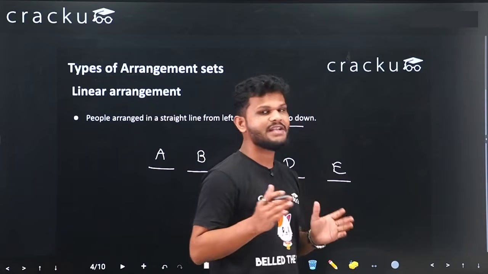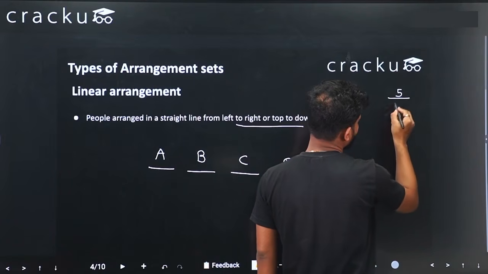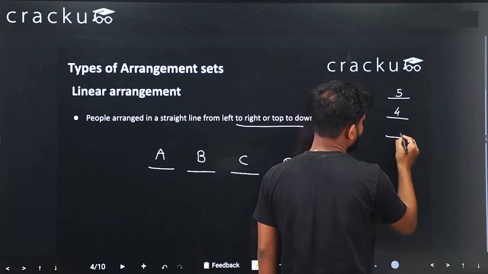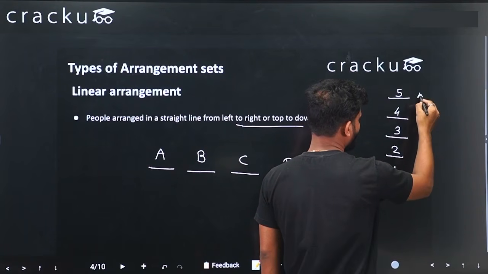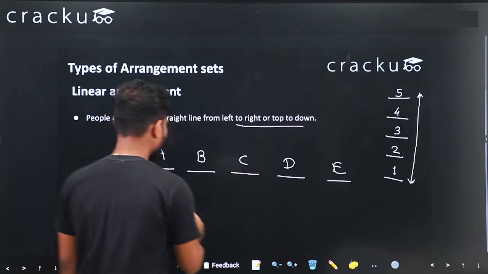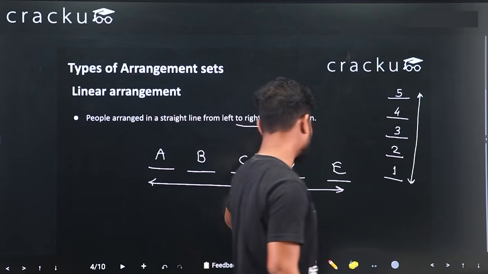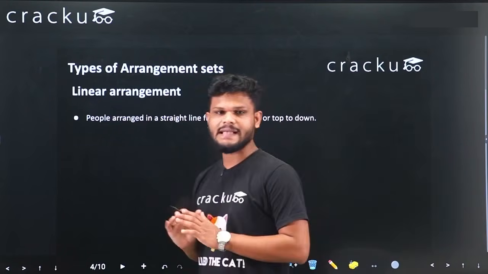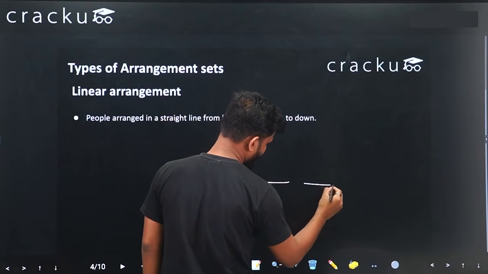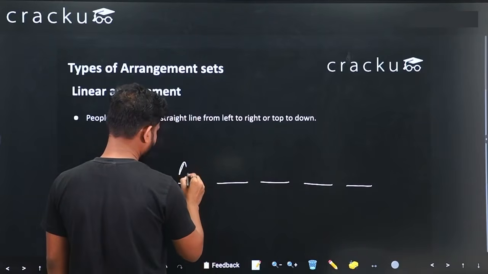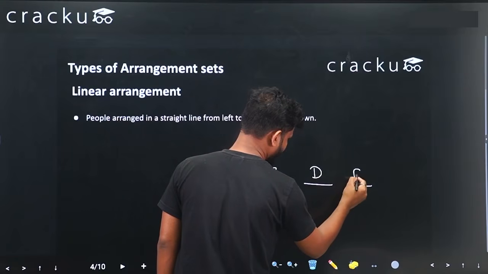Or imagine a building having multiple floors, for example 5 floors. So this will be the 5th floor, this will be the 4th floor, this will be the 3rd floor, 2nd floor and 1st floor. So the arrangement can be from top to bottom as well, or it can be from left to right as well. Now there are some basic terms which you should know. So let us take a sample arrangement of 5 people, 1, 2, 3, 4 and 5. So let us say A, B, C, D and E.